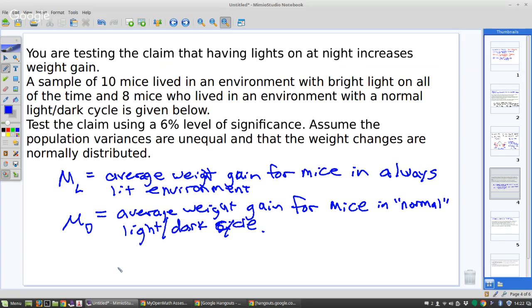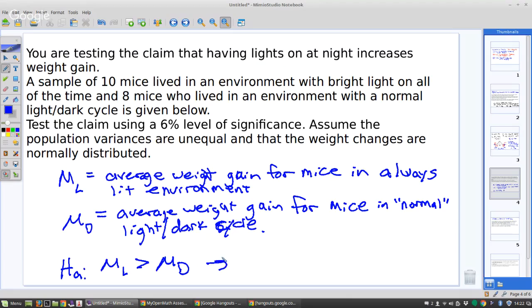And we want to test the claim that having the lights on increases the weight gain. So that means mu for the light mice should be greater than mu for the dark mice. Okay? Test the claim that it increases the weight gain. So we'll have more of an average weight gain here. Since this is just a greater than, an increase would be a greater than, this must be the alternative hypothesis, A.